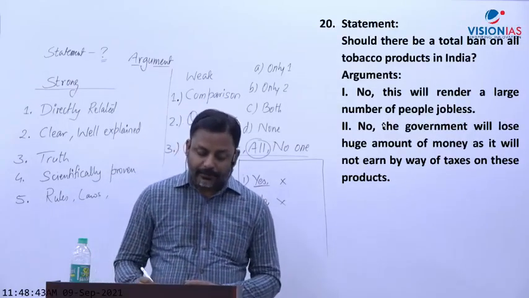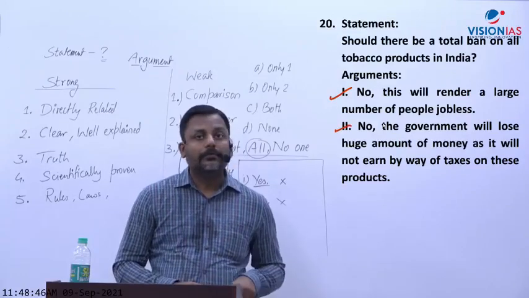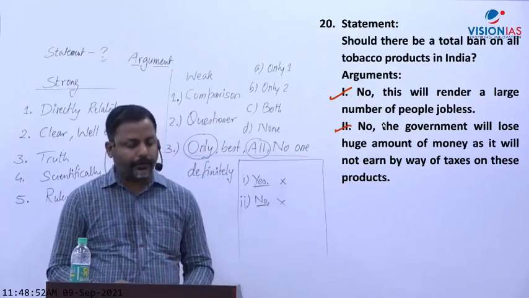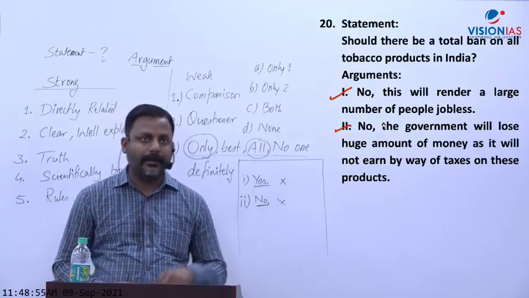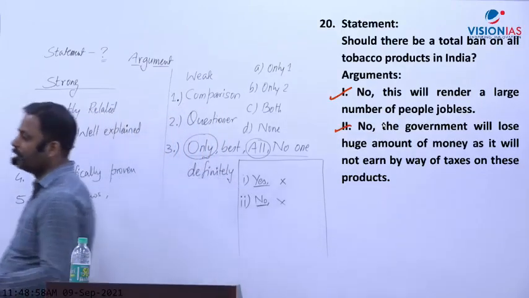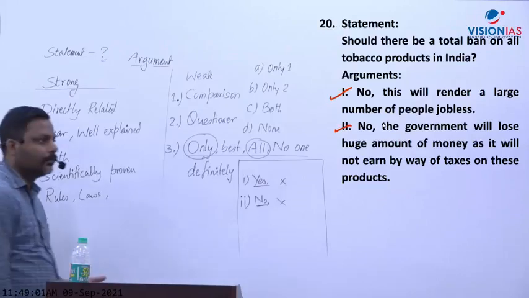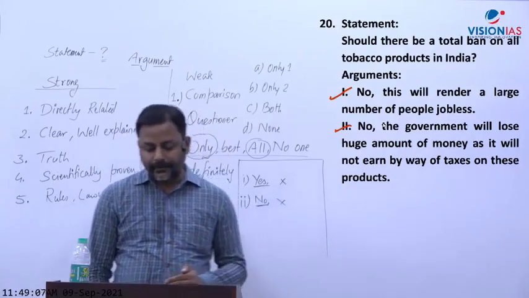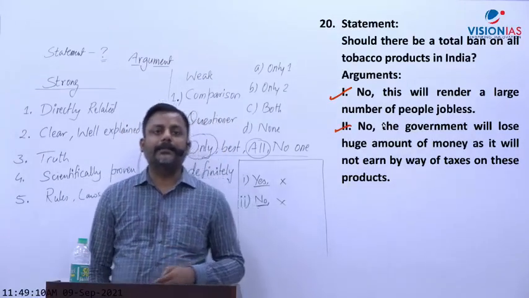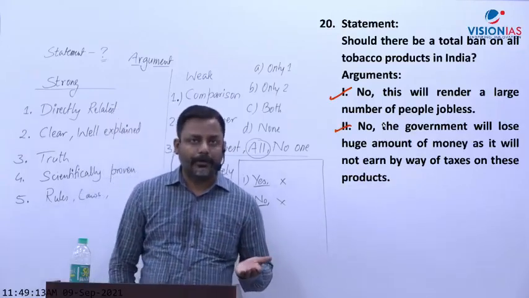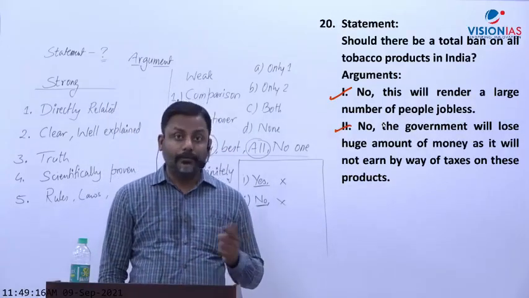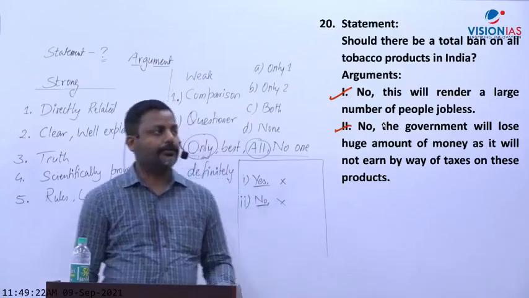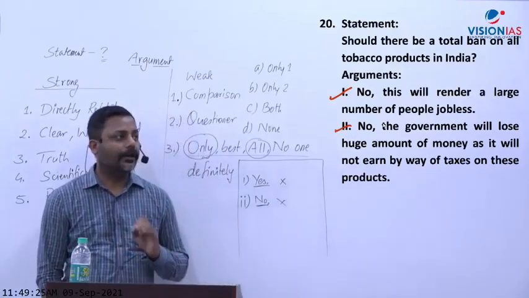See, both the issues are important. Reason being, if we ban all the tobacco products, then the workers which work in the factories of tobacco, where will they go? It is an issue. And second, a large amount of taxes is levied on tobacco products, so the government will lose such an amount of money. So it is also a very important issue. So here the answer should be C, not D, C.